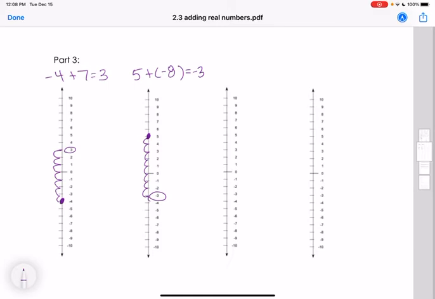Let's have you do a couple of them, okay? I'm going to give you 2 of them. -8 plus 2.